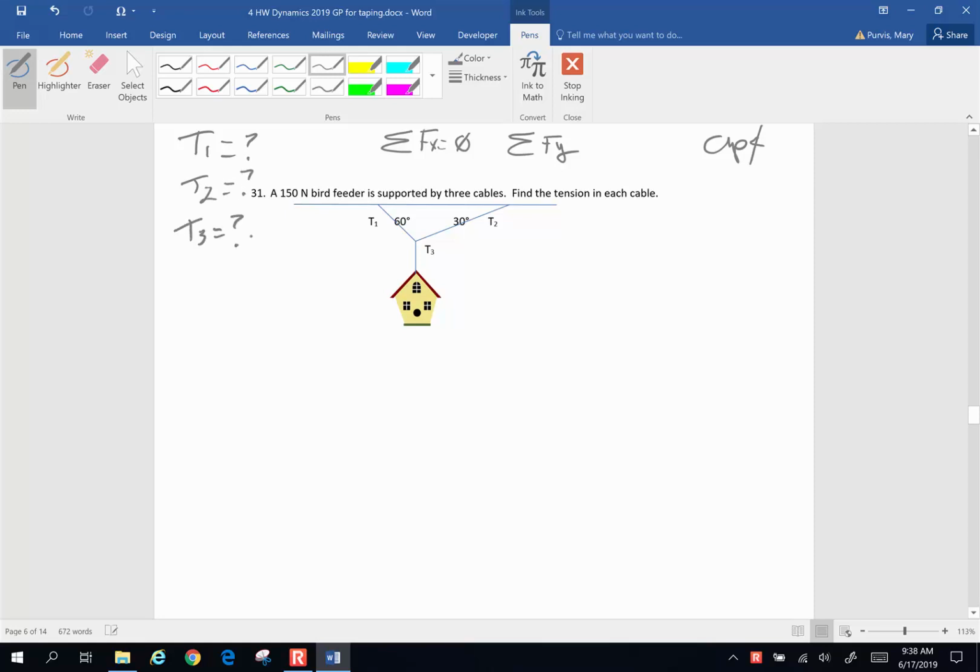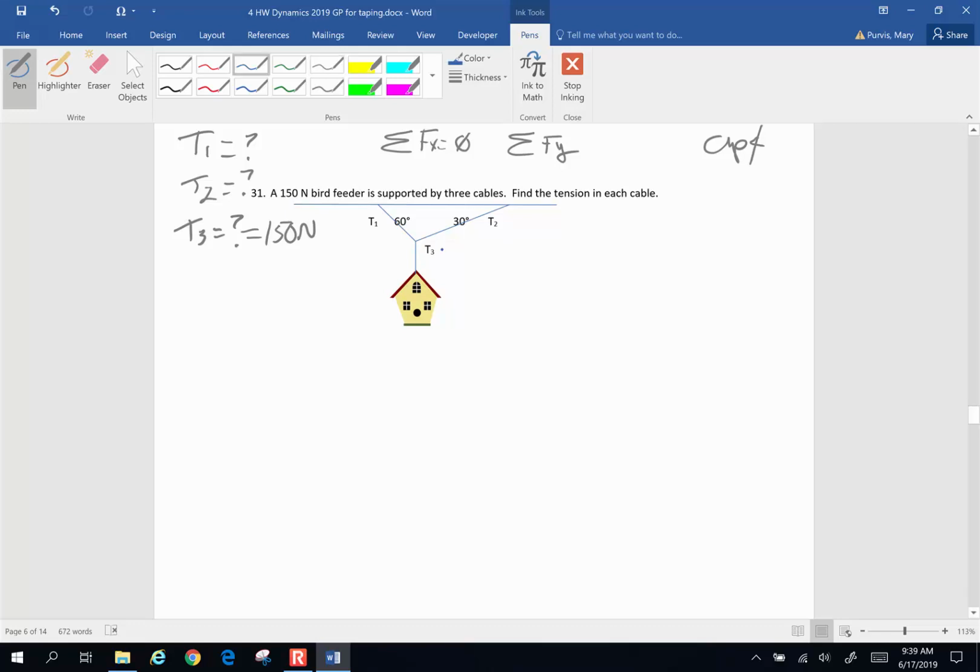Now T3 is the entire weight of the bird feeder suspended by cable 3. So that is like a dead fish sort of situation. So T3 is going to be that 150 newtons, the entire weight of that bird feeder. So we know T3, but T1 and T2, we're going to break into components so that we can get the left and right forces and the up and the down forces. So let's go ahead and do that.